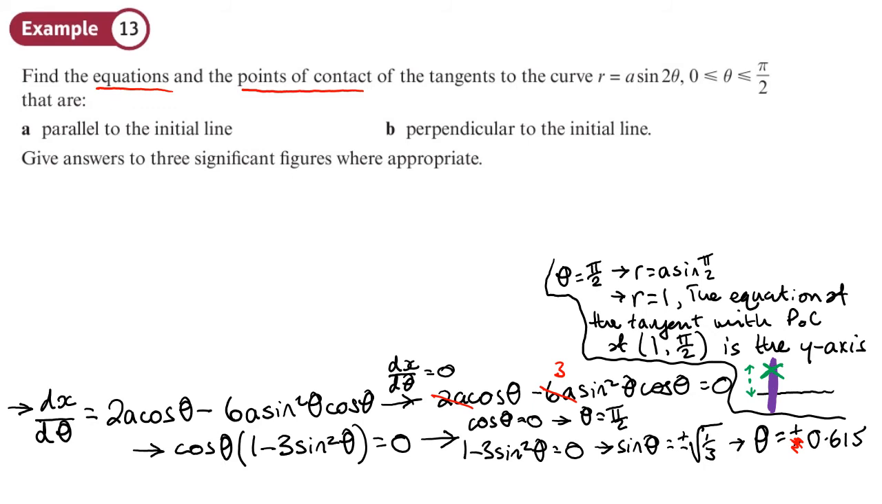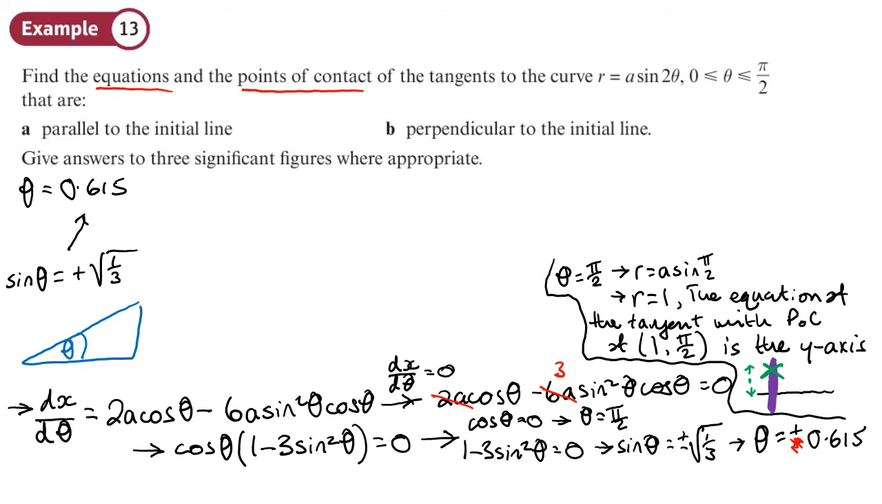Yep, so this second point of contact, where we've worked out theta is this 0.615. Now remember, we got that from doing the sine inverse. It was actually plus root a third. So we can use that to get the exact value for cos theta if we need it, which I think we'll need in a moment. So the opposite, 1, the hypotenuse root 3, that gives the adjacent as root 2.